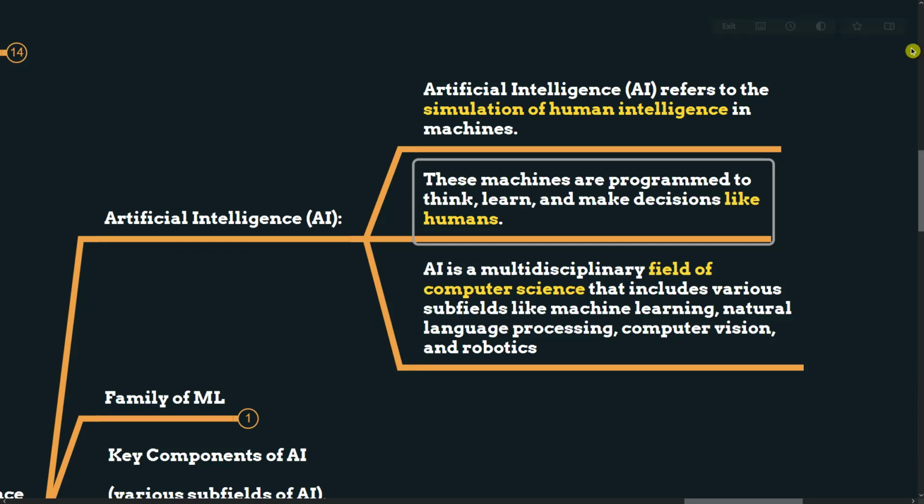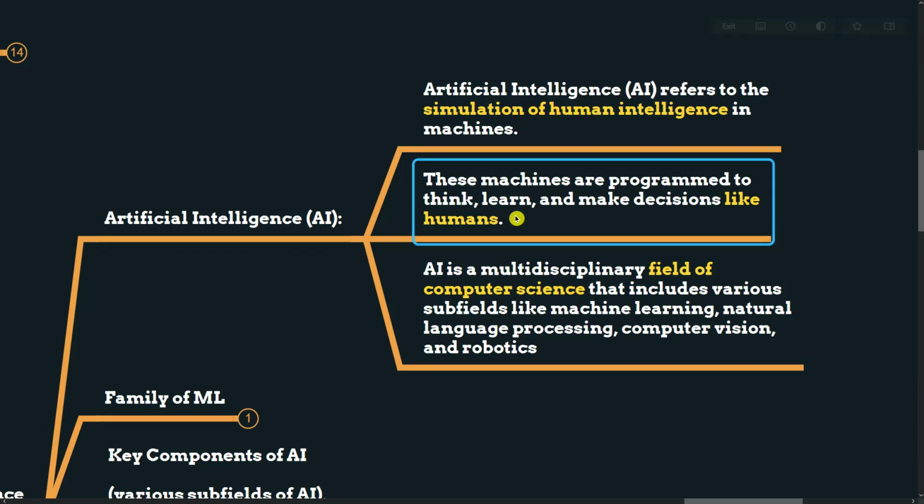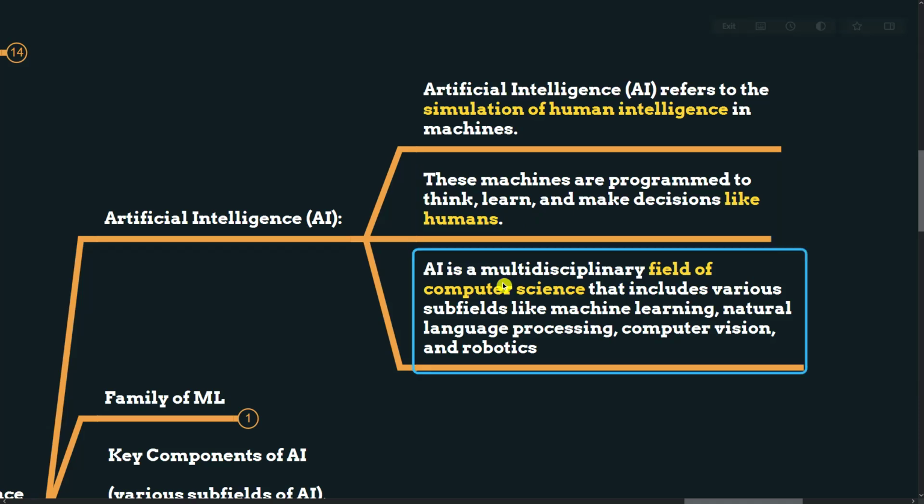I hope you understand. So artificial intelligence is a simulation of human intelligence in machines. The machines are programmable to think, learn, and make decisions like humans. And AI is a multidisciplinary field of computer science. This is a very important point. Most of you might have heard about a degree in computer science. Computer science is a very big, giant area, like a sea. Within that, a field is called artificial intelligence.